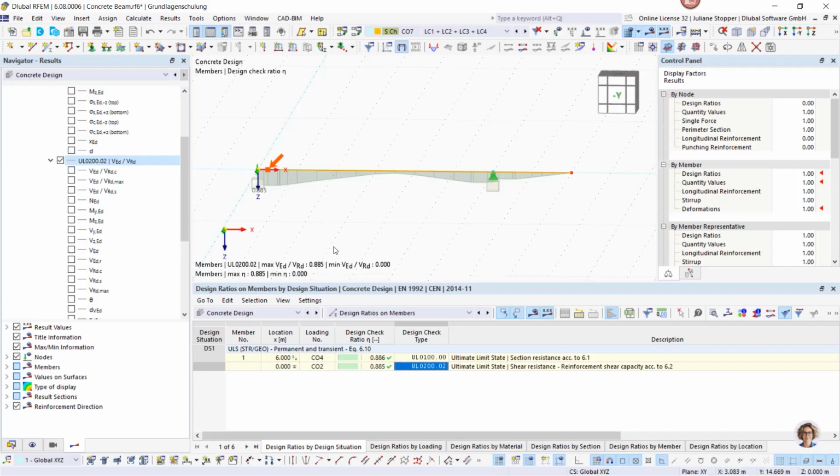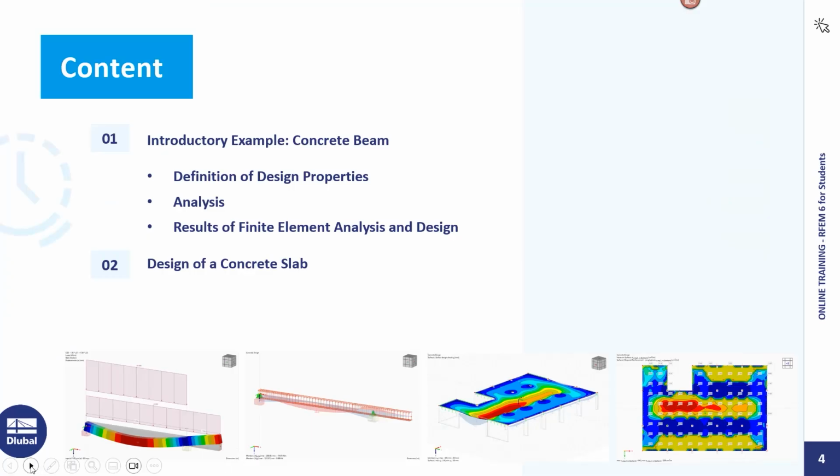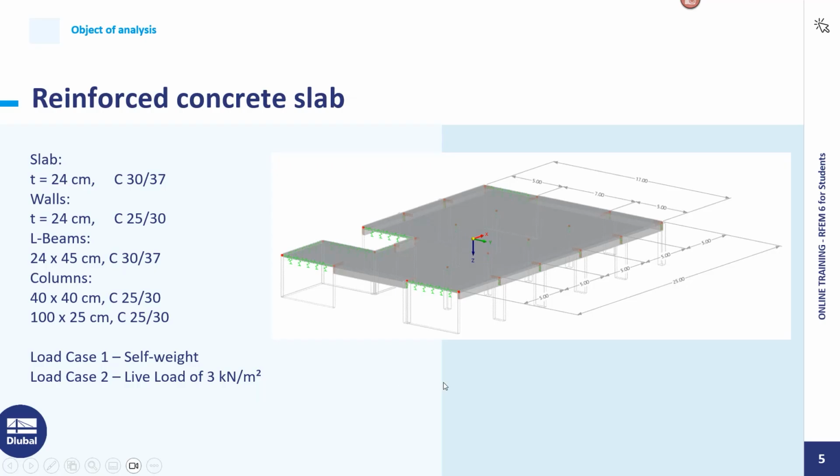Then we can come to our slab, and for this I want to go back to the slide. I have a short overview about the slab we want to work with. It's a reinforced concrete slab, which is 24 centimeters thick and uses a C30/37, and it is supported by walls and columns. And we also have here these L beams. And we have loads in the model. We have self-weight and live load.